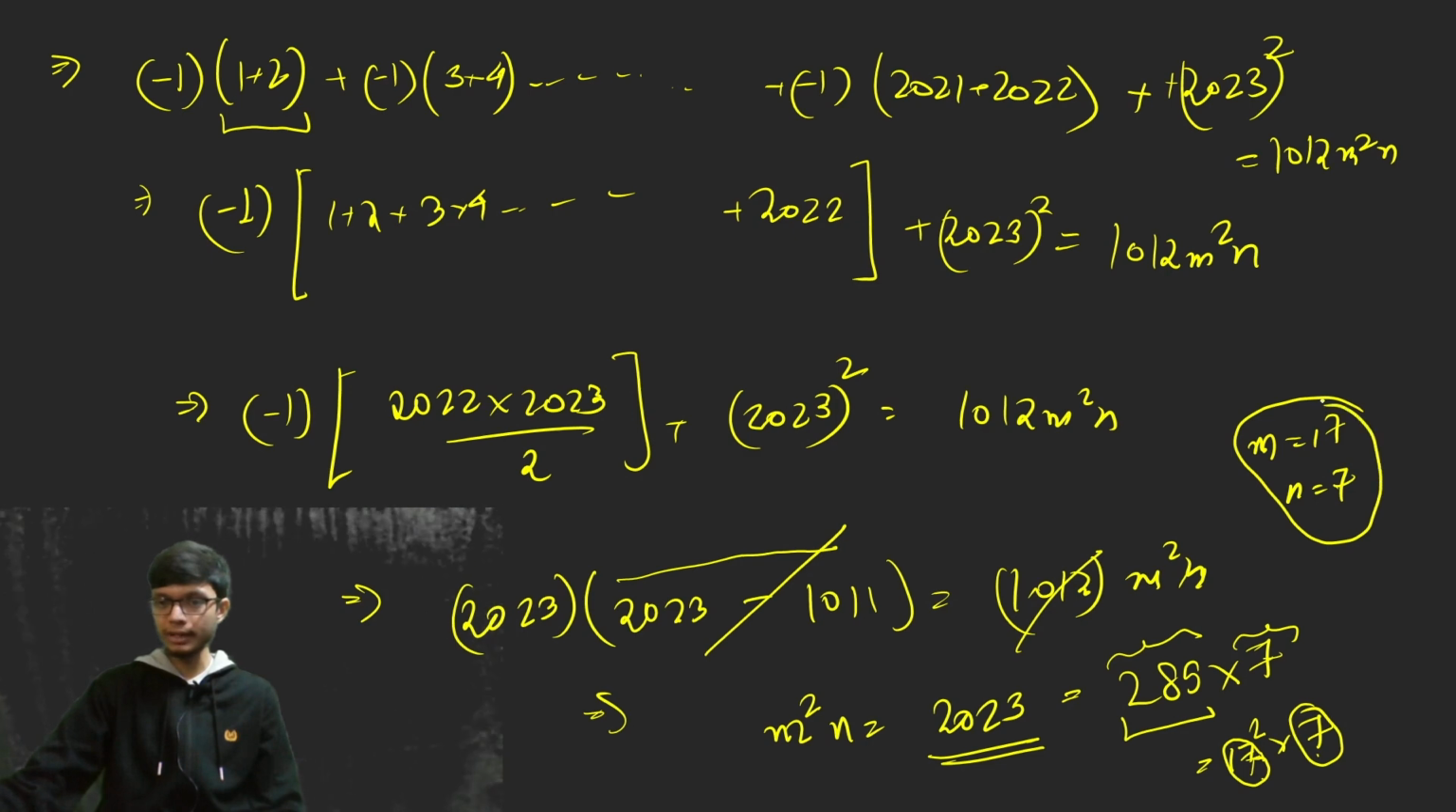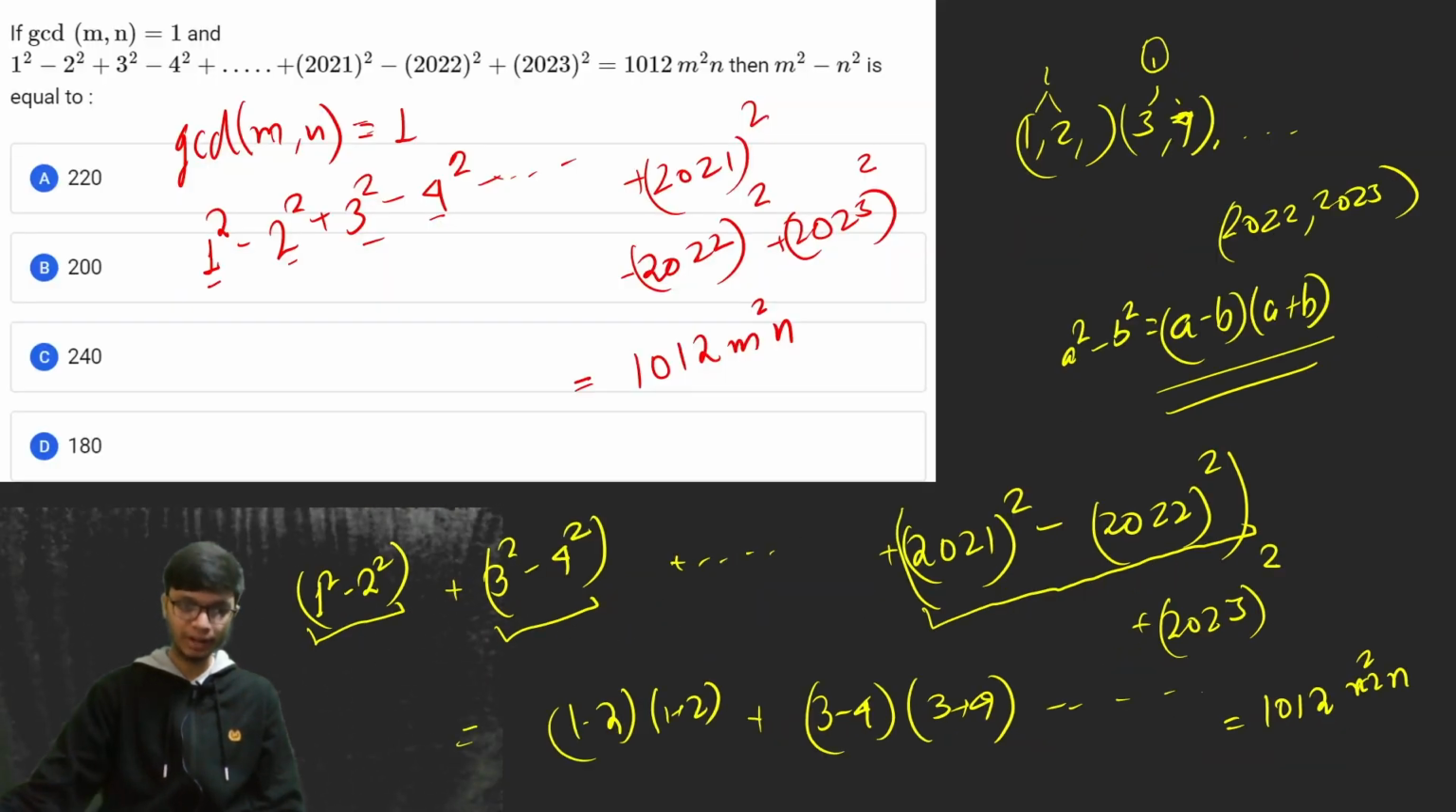So from here you can definitely write the answers for m and n, but the question is asking you for the value of m square minus n square. So m square is basically 289, minus n square, which is 7 square, that is 49. From here you get the result as 240. So the answer to this particular problem will be option number C.